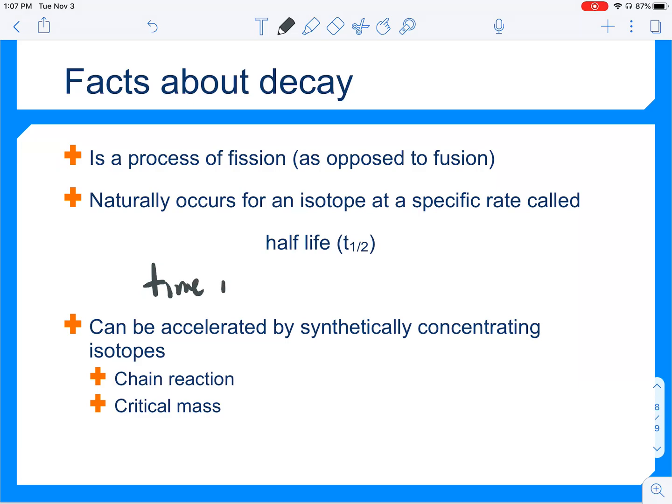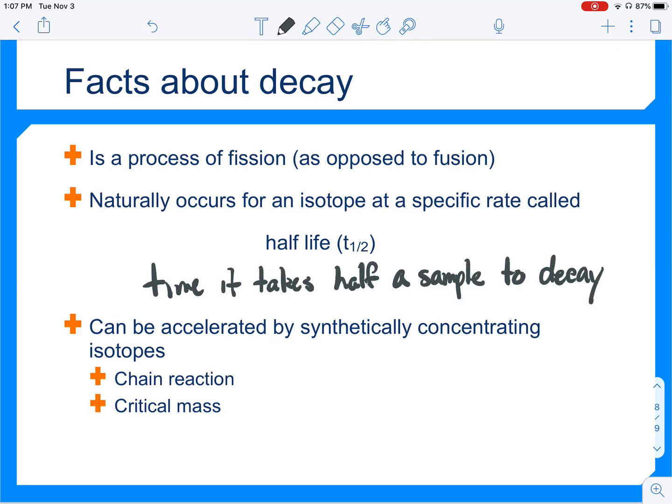Half-life is the time it takes half a sample to decay. So let's say that you have a radioactive isotope whose half-life is 1 year, and you have 100 grams of it. So you have 100 grams to start with. After 1 year, you would only have 50 grams.